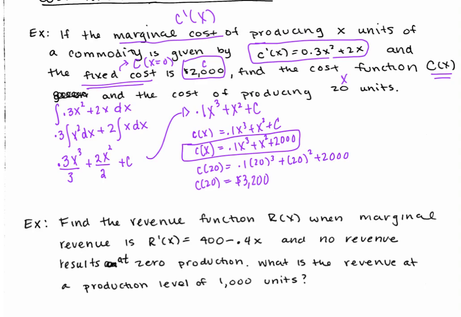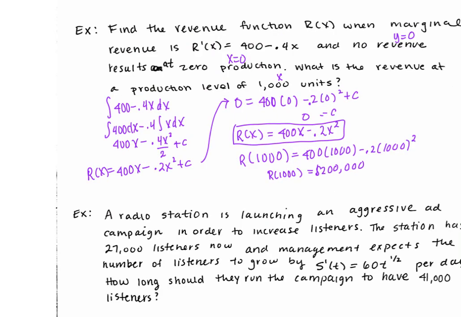Pause here and try the next example and see how you do, and then unpause to see the answer. Here's the answer to the next example. It says there's no revenue with 0 production. So that means when x is 0, y is 0. So we're going to use that initial condition to solve for c. And they want to know the revenue at 1,000.